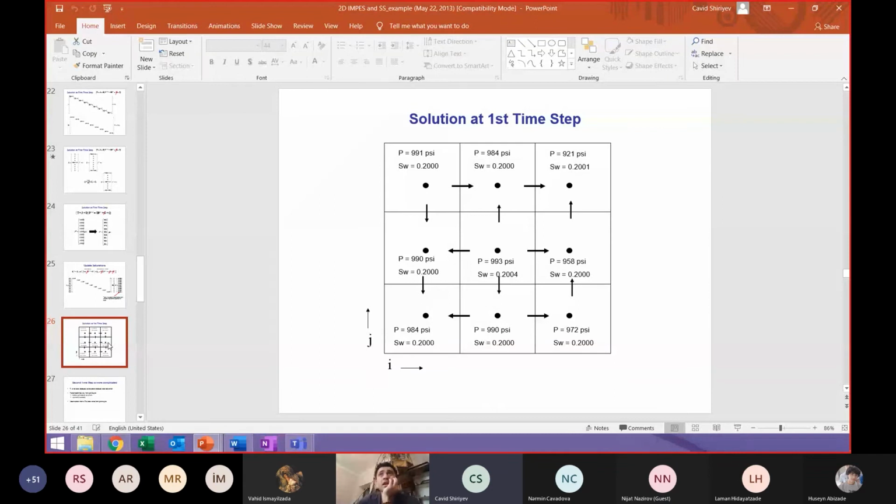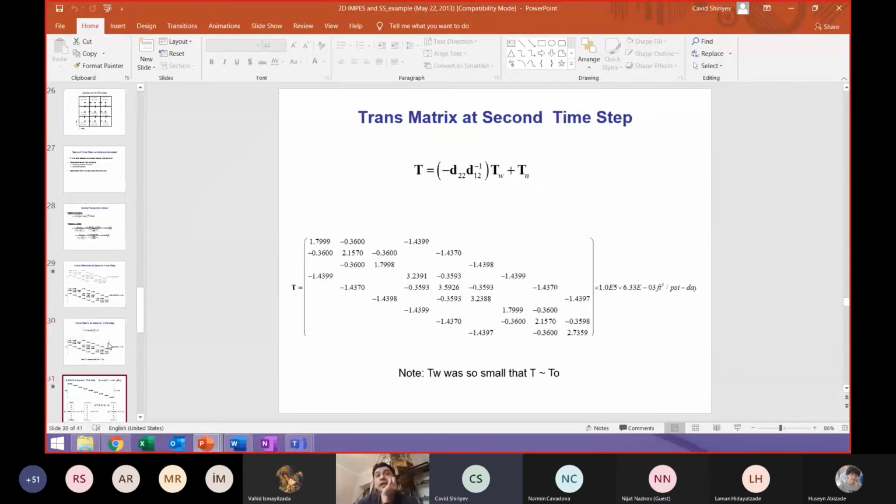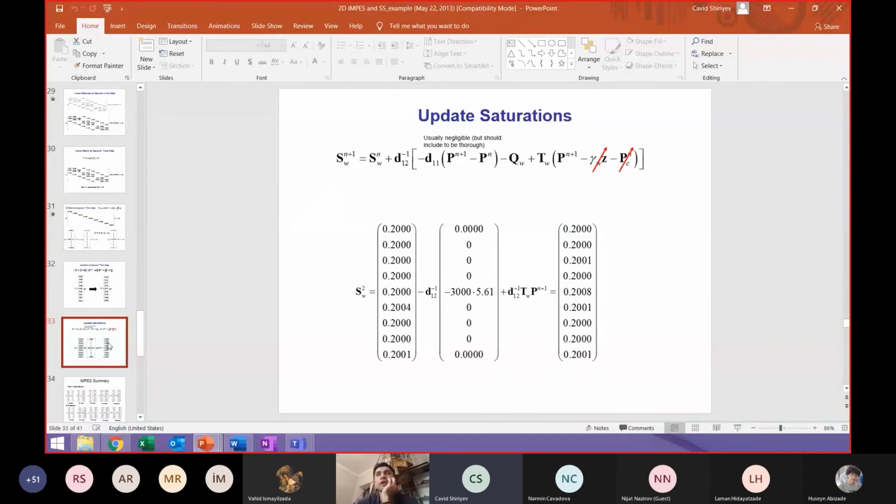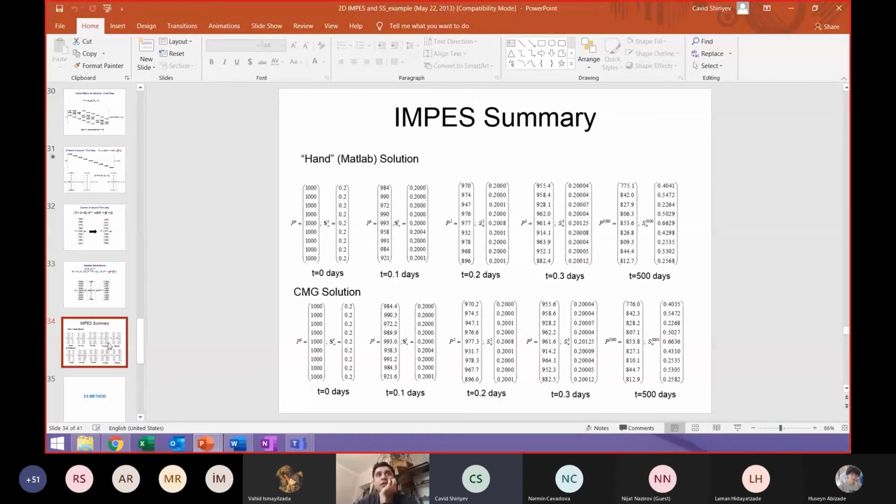So we have this solver. Basically, given these values, you will be able to code everything yourself and get the same values that we have here. Okay, so that's for the IMPES way of solving: implicit pressure, explicit saturation.